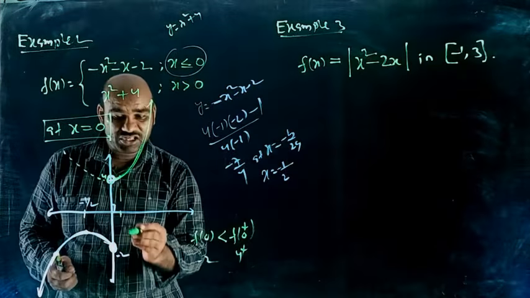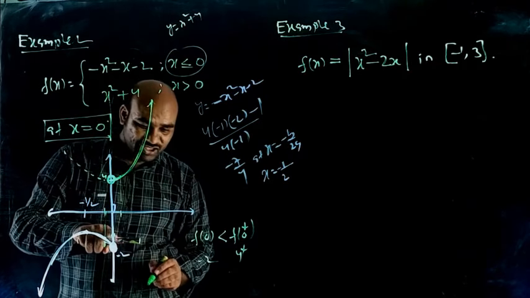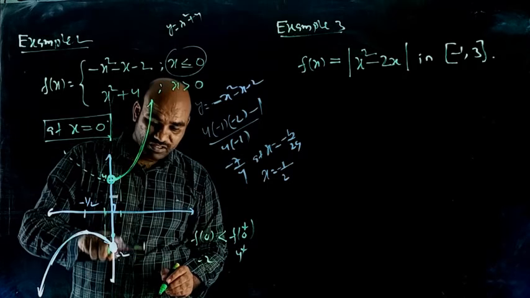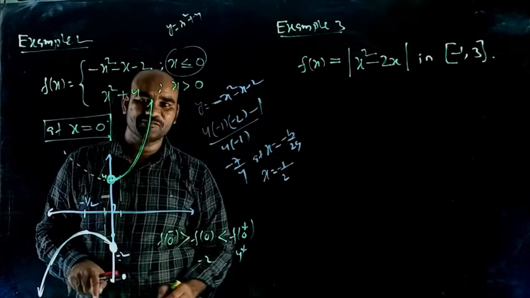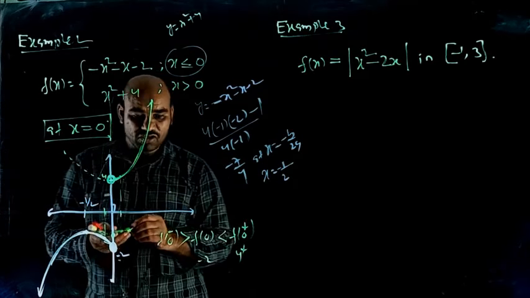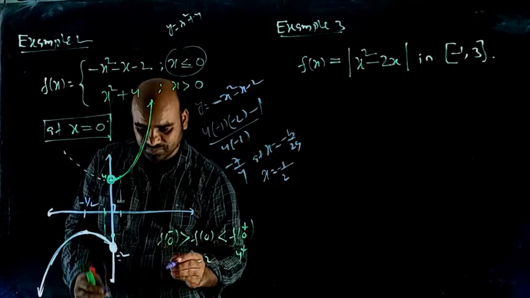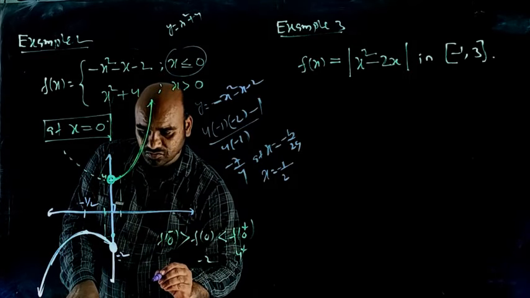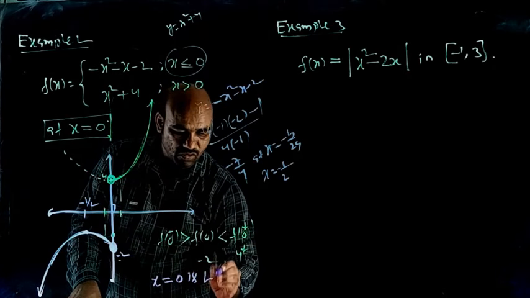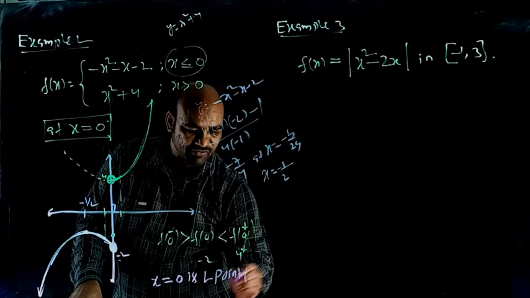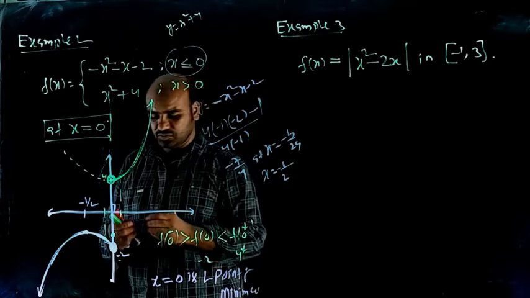Next, f of 0 minus is here. This value is greater than minus 2, which means this is greater than f of 0. So what happened? X equal to 0 is a local point of minima. I hope you people understood.